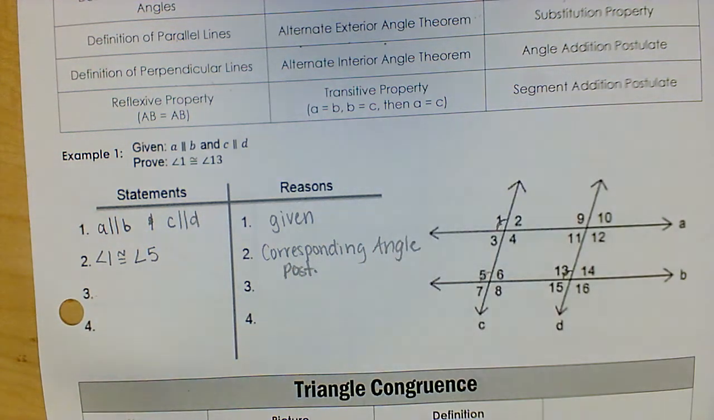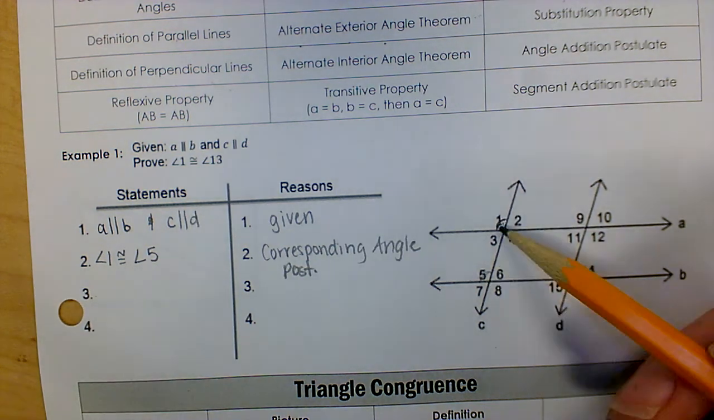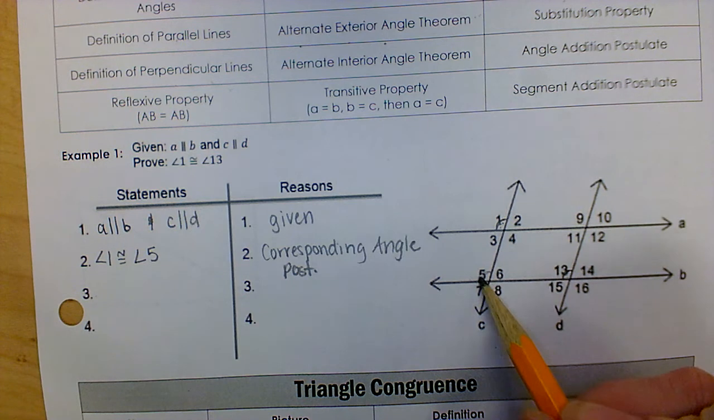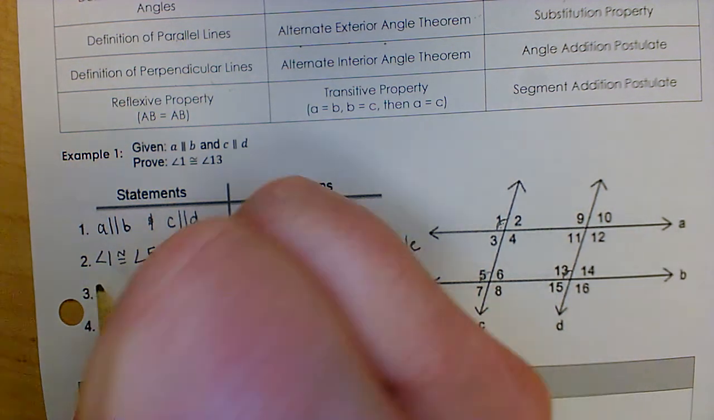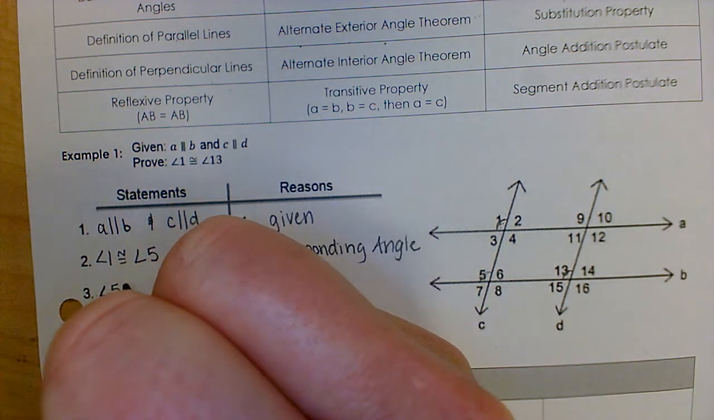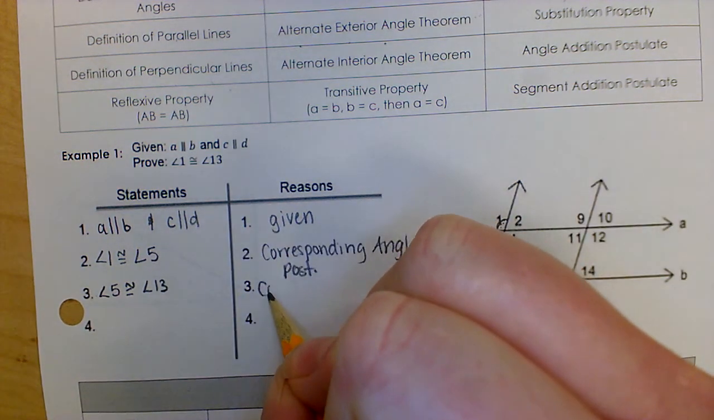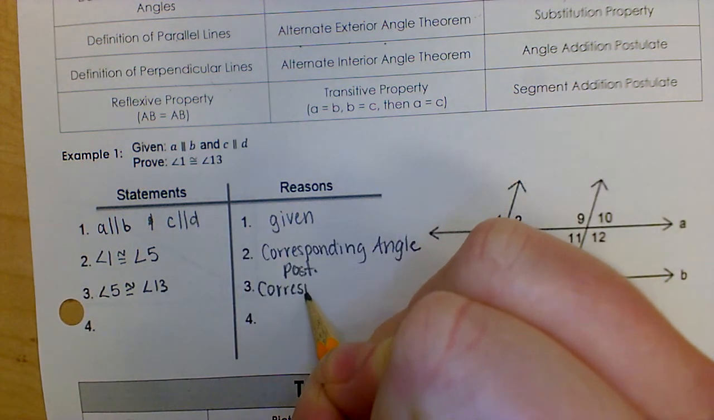Okay, and I'm going to kind of simplify that for a bit. So we know these are congruent because of the corresponding angle postulate. We can also say that angle 5 is congruent to angle 13 because of the corresponding angle postulate.